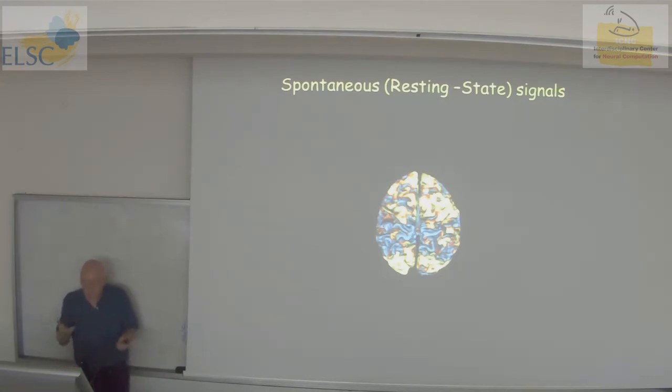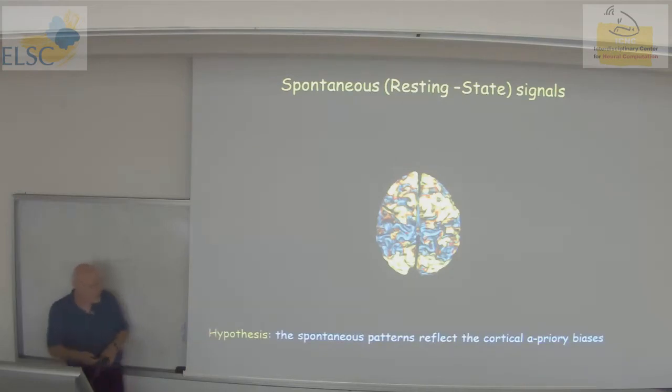So the question is, does this pattern that seems very organized, very informative, very repetitive, tell us something about the brain? And the hypothesis that I want to discuss today is that this spontaneous pattern that you see is actually reflecting the a priori information of the cortex before you start the stimulus. And this is a hypothesis. We don't have a full proof that this is correct, but I will talk about some results that seem to be compatible with this hypothesis.